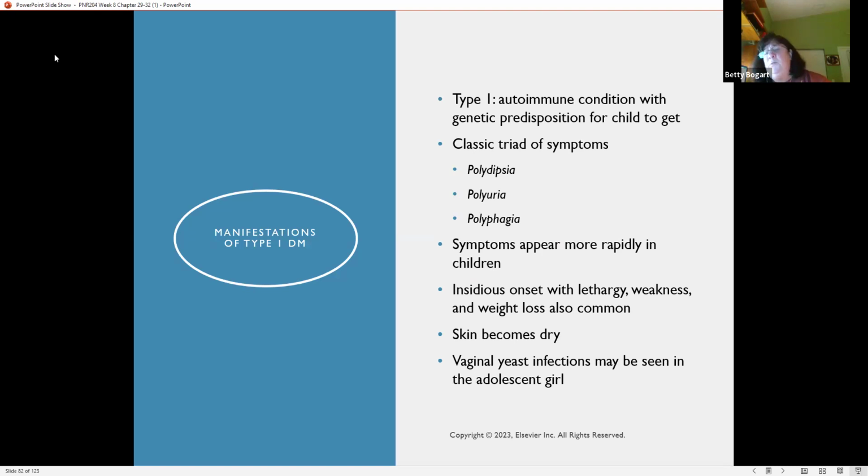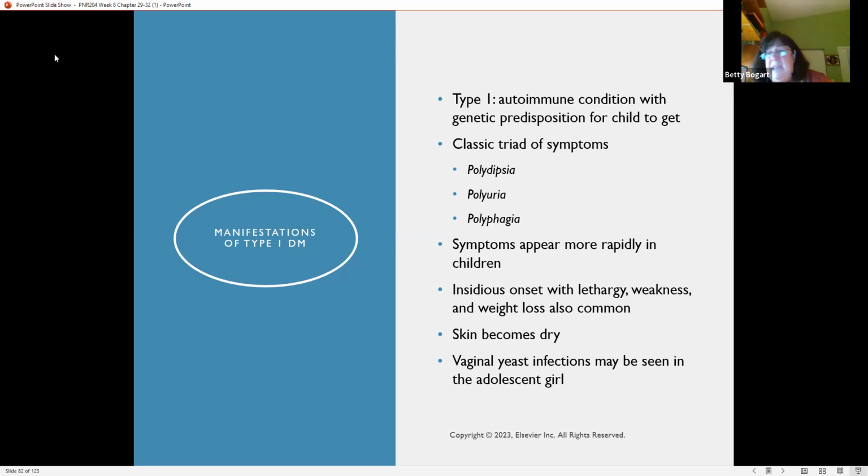Now, a child who has been diagnosed with diabetes usually will come in with the symptoms, the 3 Ps. Now, diabetes insipidus is 2 Ps. They're not hungry because that has nothing to do with food. Diabetes mellitus has to do with food, so it's 3. Polydipsia, polyuria, polyphagia. And all of a sudden, they're going to see a weight loss and their skin is dry.